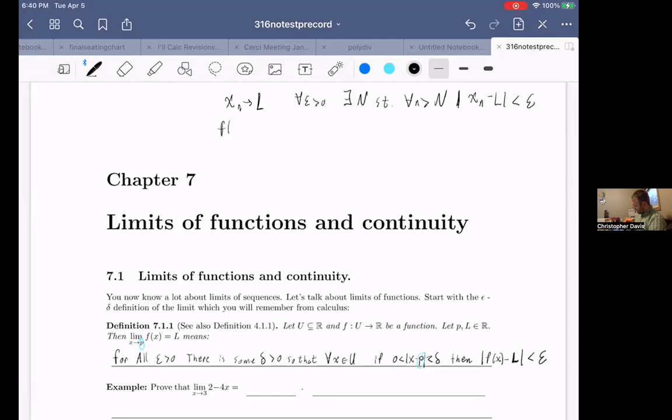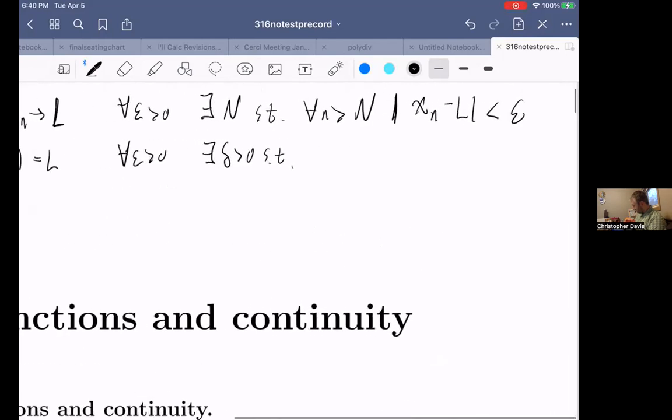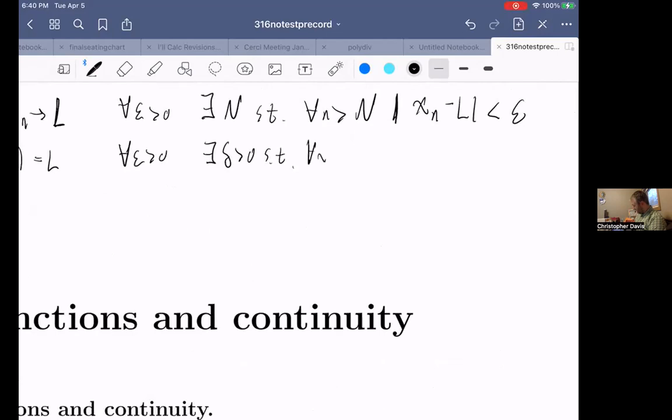And I say that f of x, I'll use the word limit, I say that if for every epsilon bigger than 0, there exists a delta bigger than 0 such that for all x in U, if 0 is less than absolute value of x minus p is less than delta, then absolute value of f of x minus L is less than epsilon.